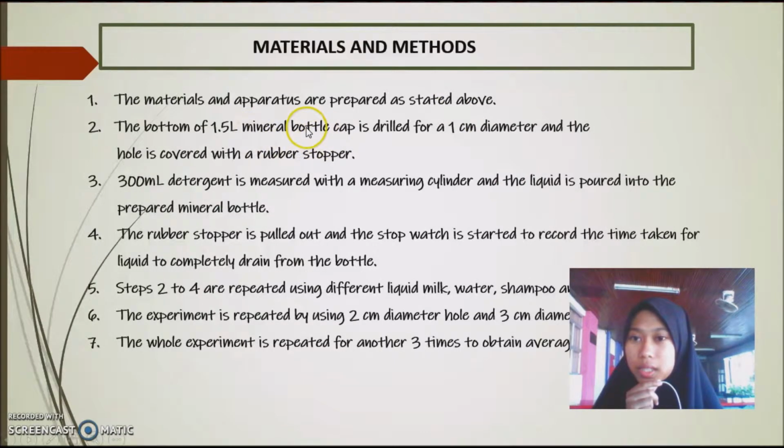The procedure is, first, the materials and apparatus are prepared as stated above. The second one, the bottom of the 1.5 liter mineral bottle is drilled to a 1 cm diameter hole and the hole is covered with a rubber stopper. Then, 300 ml detergent is measured with a measuring cylinder and the liquid is poured into the prepared mineral bottle.